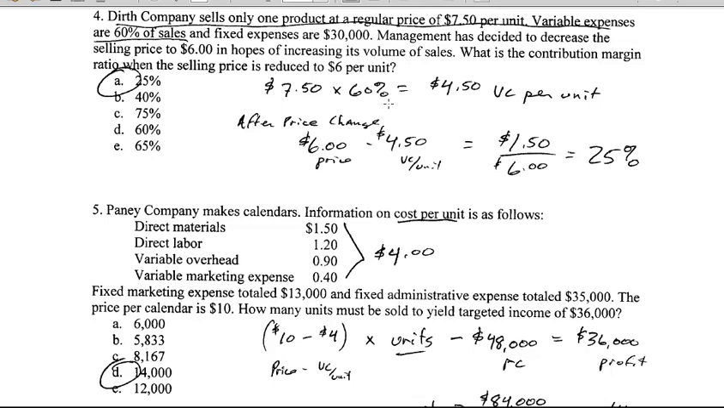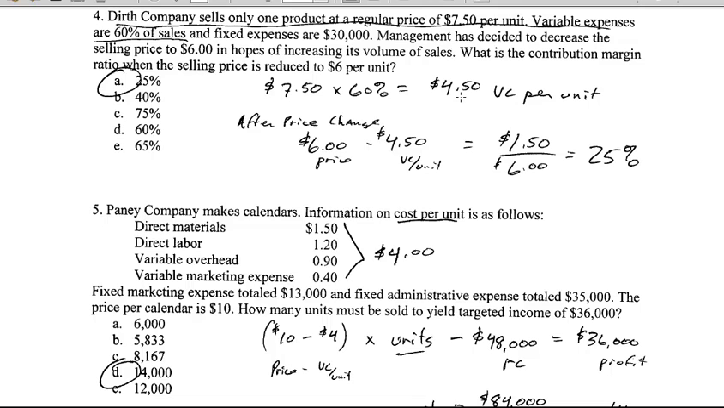Now, in this problem, they want you to assume that the variable cost per unit does not change. So what you have to do first is calculate the variable cost per unit based on the original selling price. So the original selling price was $7.50. It tells you that the variable cost is 60% of sales. So that means the variable cost per unit is $4.50.